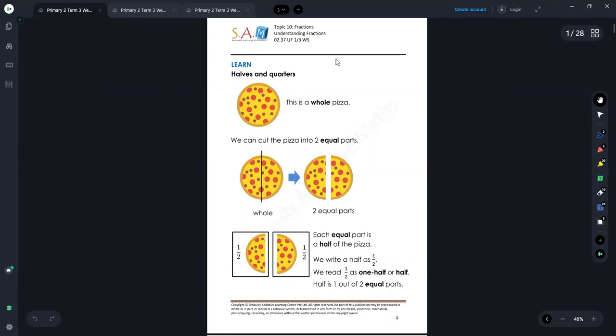Okay, so for this week, there'll be two booklets and the focus will be on fractions. They are all Understanding Fractions booklets. Now, let's start with the first booklet.